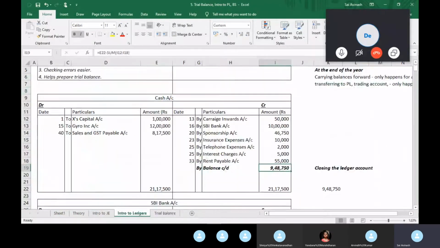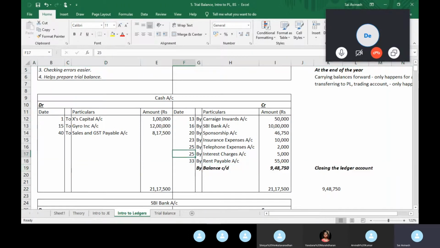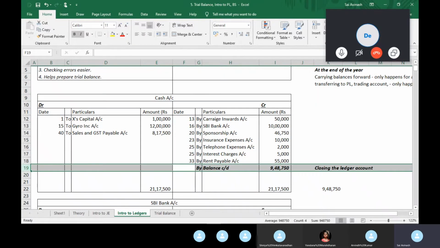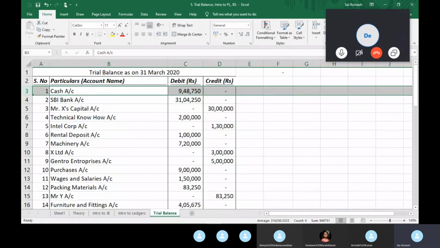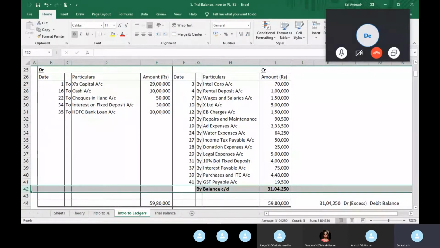Cash account, what did we see? It has a debit balance. Guys, don't get confused thinking this is a credit balance. We are balancing the excess debit by creating an entry on the credit side. So the moment you look at an account and you see this line, look at which side it is on, and you automatically will know the excess balance. The term you use is, the cash account now has a debit balance of 9,48,000. That's the way you communicate the balance in the account. Similarly, SBI has a debit balance of 31,04,000.